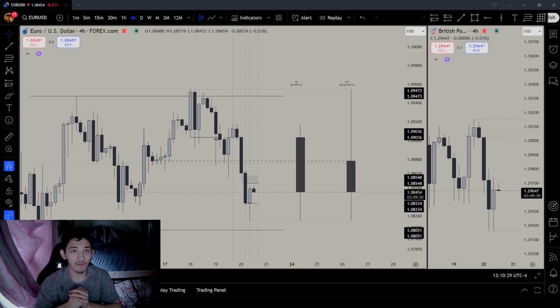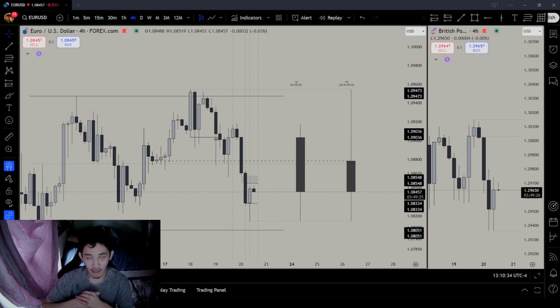ICT, power of three, accumulation, manipulation, distribution concept. The only concept you will ever need to become profitable.